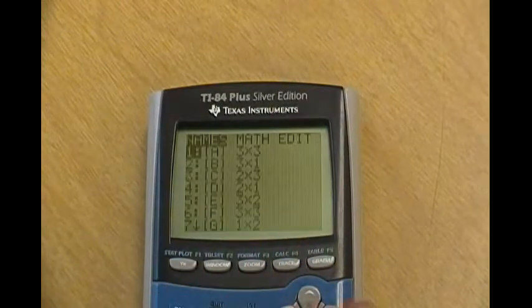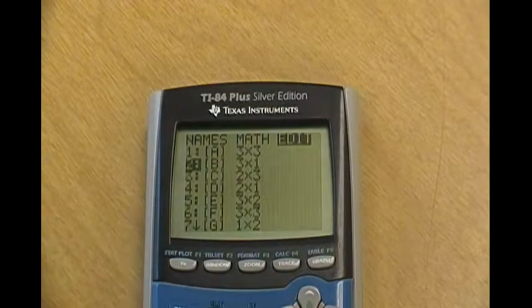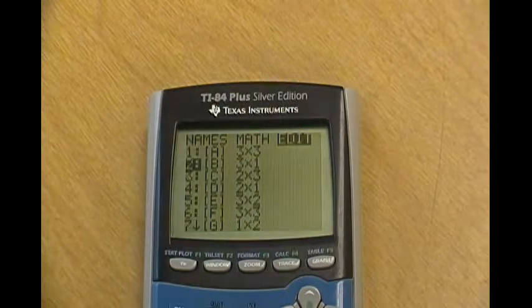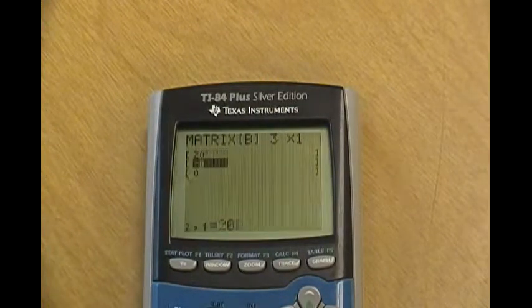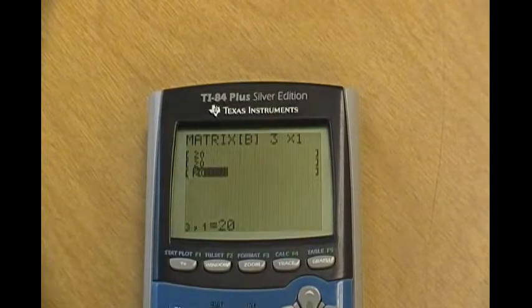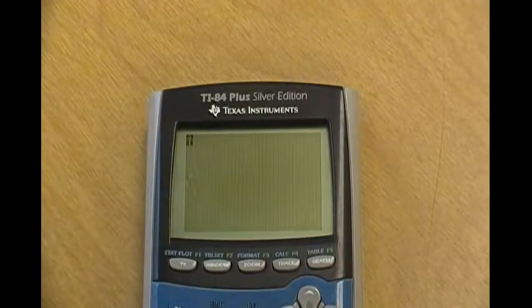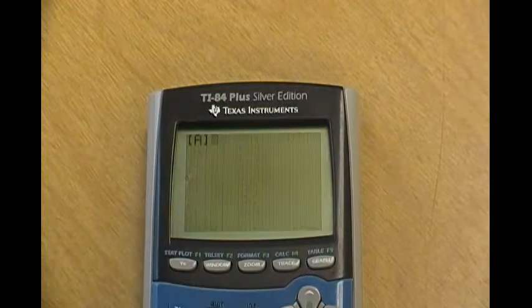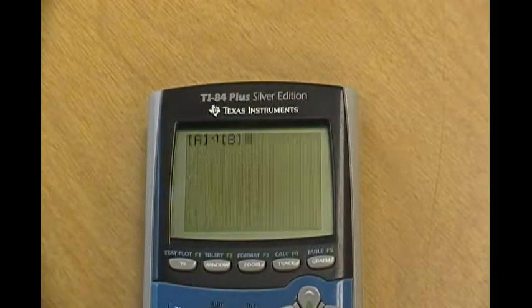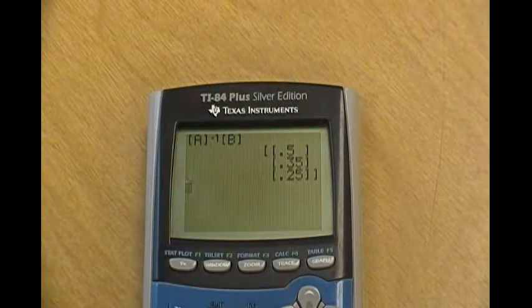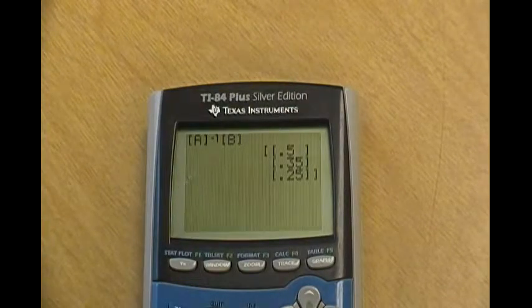Second quit, second matrix. Arrow over to edit and go down to B. We're going to edit matrix B now. So my 3 by 1 is just going to have 20, 20, and 20. All of those are $20. So I will enter second matrix A, inverse second matrix B. And I get 50 cents for a gold coin, 35 cents for a silver coin, and 25 cents for a bronze coin.